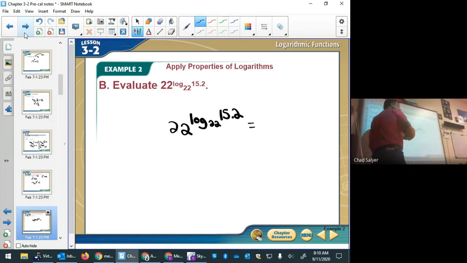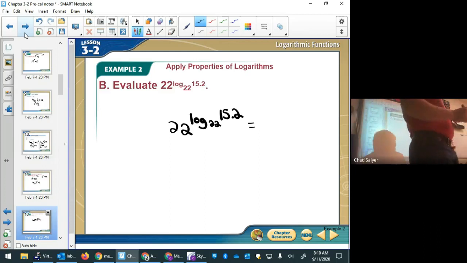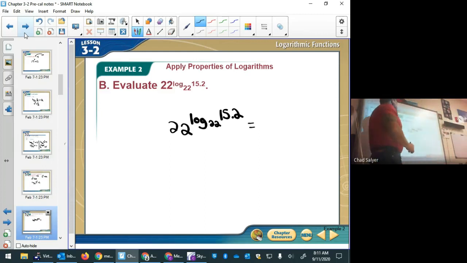All right, so I'm going to say this problem, Jesse, and you try to give me the answer. So this is 22 to the power I put on 22 to get 15.2. So what do you think, Jesse? This is 22 raised to the power that if I put it on 22, the result is 15.2.